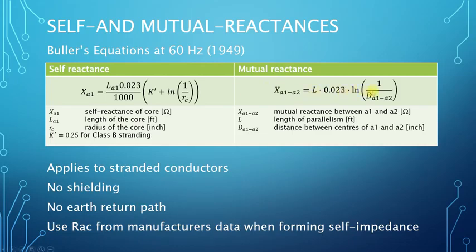And you can see that the mutual reactance is calculated in a similar way, and here the key issue is the distance between the conductors. The larger the distance between the conductors, the smaller the mutual reactance.